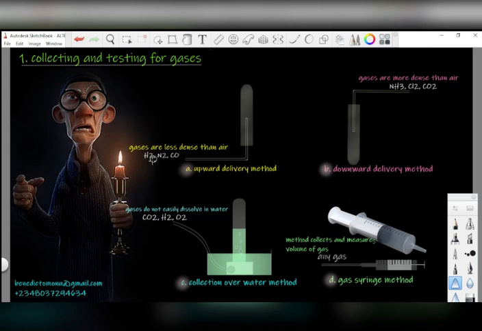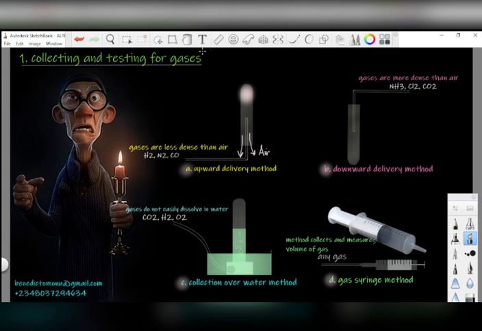Examples of those gases are hydrogen, nitrogen, carbon monoxide. These gases are so light that they are delivered upward. So if they move along this duct, they're going to be delivered upward in this manner. They're going to occupy the upper part in this manner. So what happens here is the gases, as they move up the tube, they get to displace air that was initially in the tube. They displace air particles initially in the tube, and these air particles are displaced downward.